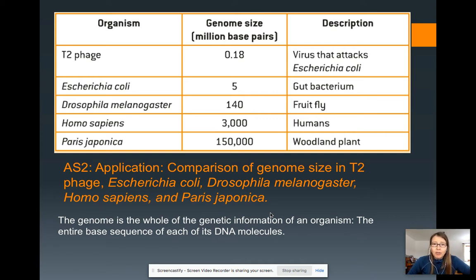But you need to be able to compare the genome sizes in a T2 phage. You need to be able to know how much there is, so 180,000. In E. coli bacteria, 5 million. Drosophila, the fruit fly, you can see 140 million. And then Homo sapiens, that's 3 billion. And then when you get to the Paris japonica, which is a woodland type plant, it's got 150 billion base pairs, so a lot more. But often that really large genome can actually make it really difficult for it to replicate. So it's not always an advantage to have so much more DNA.